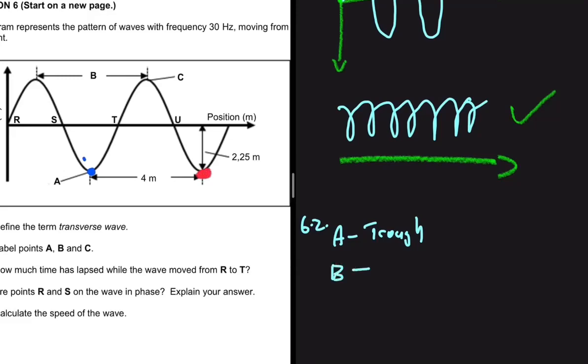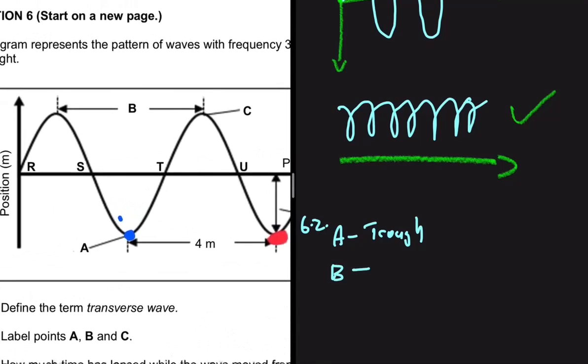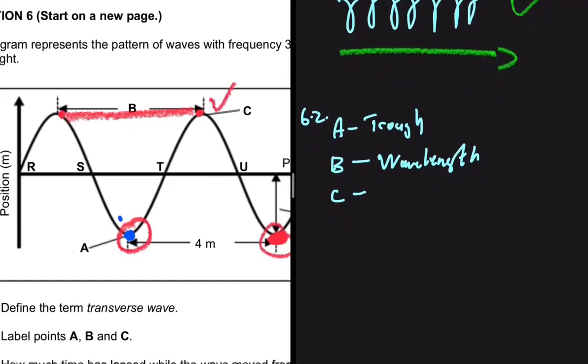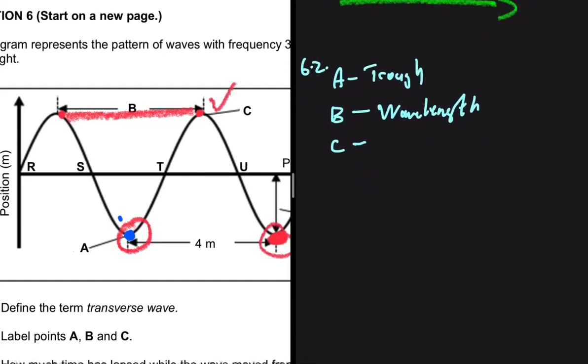And B, on the other hand, is the distance between 2 points that are in phase and consecutive. So the distance between 2 points that are in phase and consecutive is what we call wavelength. So B is one wavelength, while C, on the other hand, is the opposite of a trough, the opposite of A. C is what we call a crest. So at C, we have a crest. So what will be the name of this point right here? That would be another crest, yes, like point C.